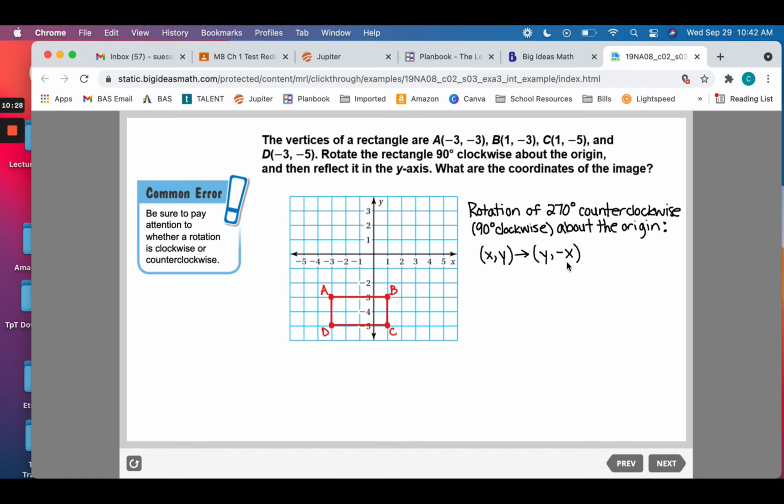Okay? So the new A was at 3, negative 3, so we flip it and we get negative 3, 3. Positive 3, because we have to apply a negative to that. A negative and a negative is a positive. Does that make sense?